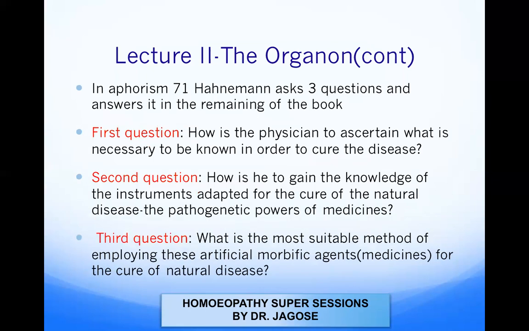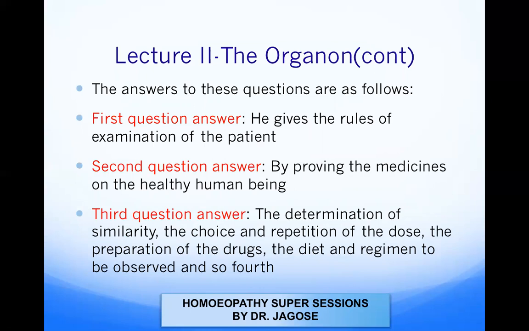And lastly, what are the most suitable methods for employing these artificial morbific agents or medicines for the cure of natural disease? It says the determination of similarity, the choice and repetition of the dose, the preparation of the drug, diet and regimen are to be observed and so forth. So this is a very long point. The long answer is there, in which we have to see on a similar basis. We have to know in detail about the preparation of the drug, about the homeopathic posology, also the auxiliary line of treatment, which will include the diet and regimen, and so on and so forth.